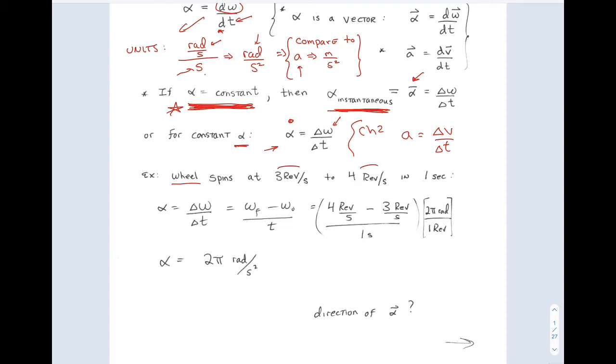Now, while we're here, back in the circular motion chapter, we had problems where they gave you a rotation of, let's say, 3 revolutions per minute or 3 revolutions per second, and we said, what is that quantity?